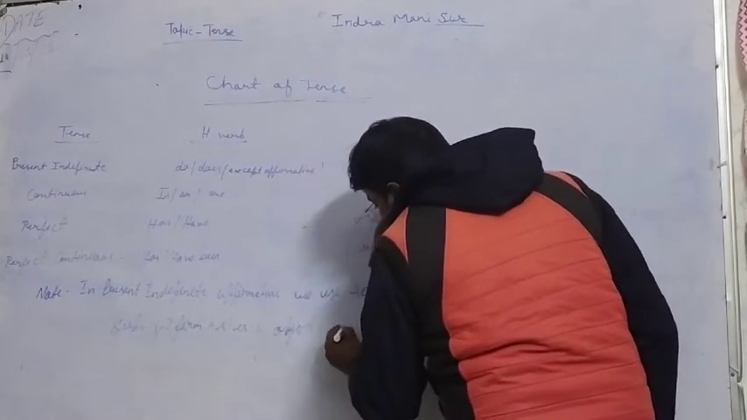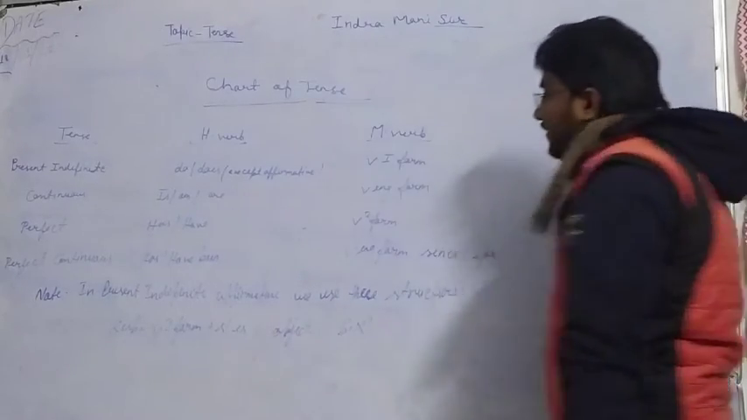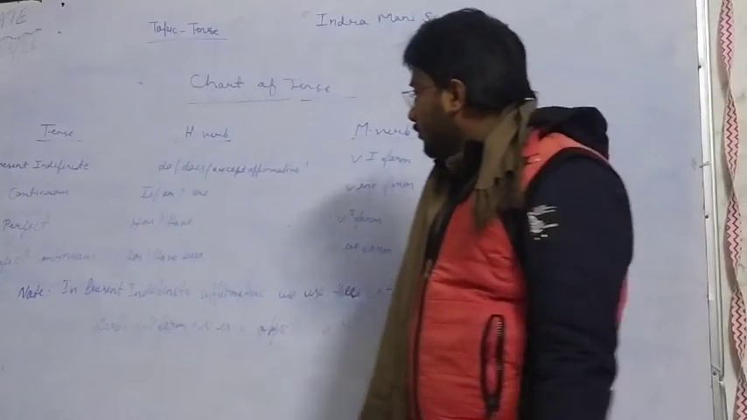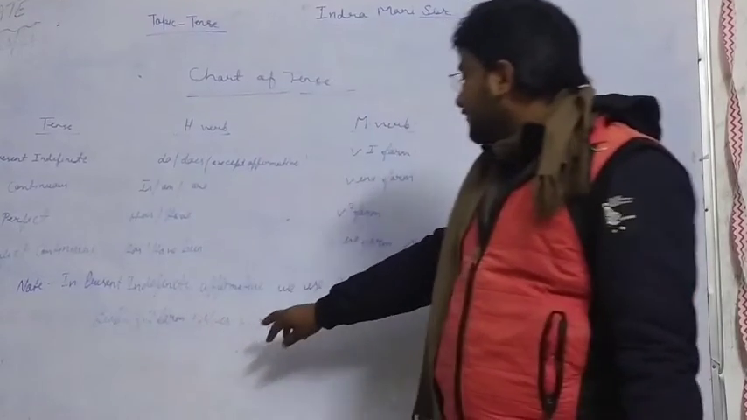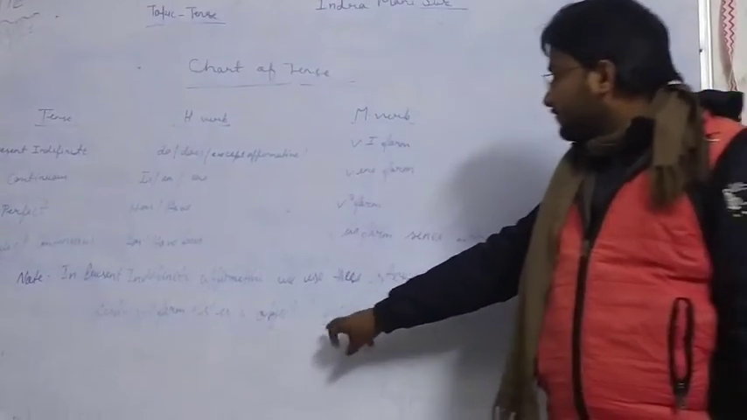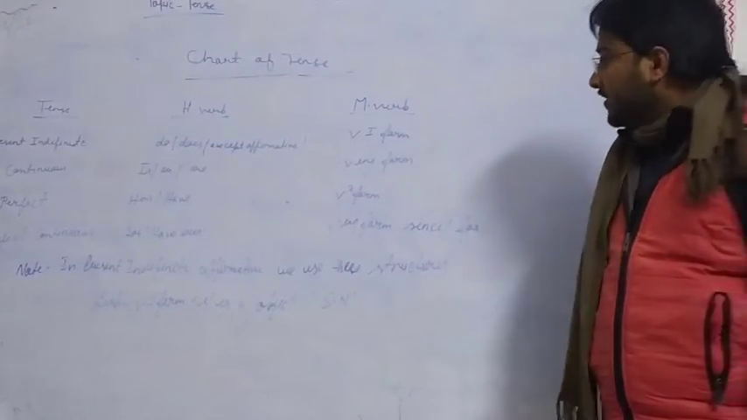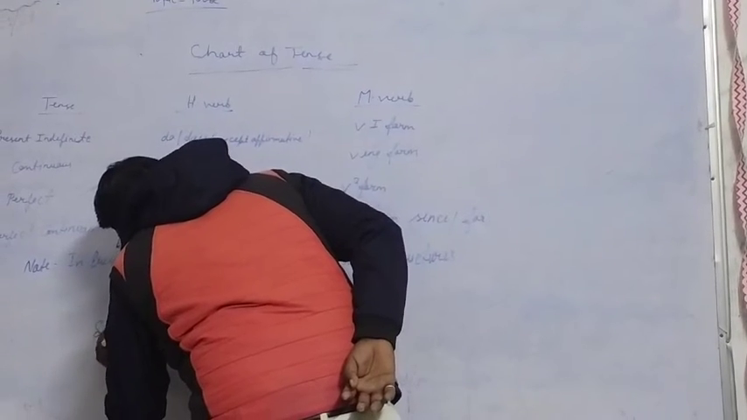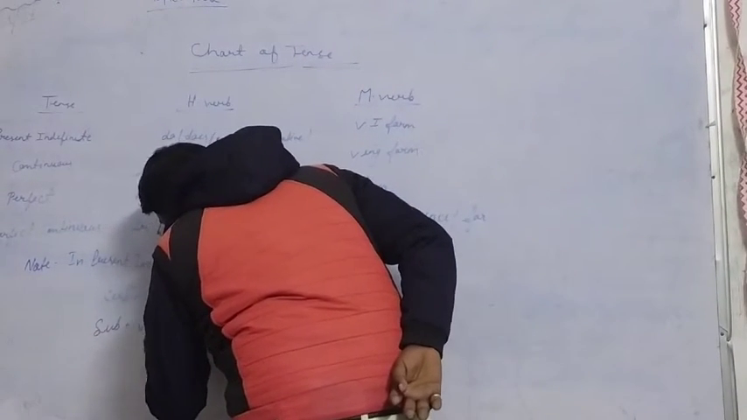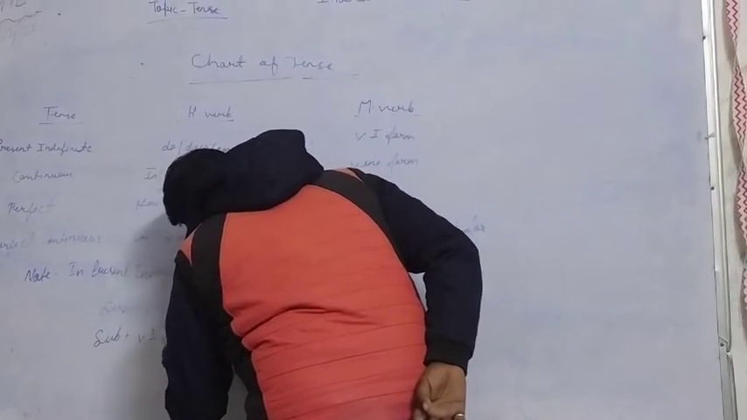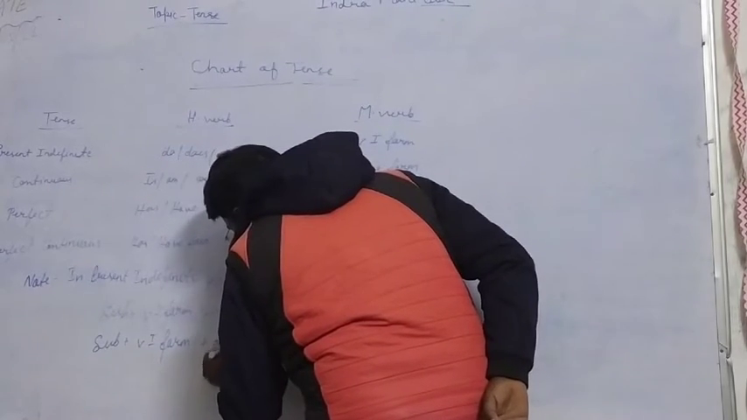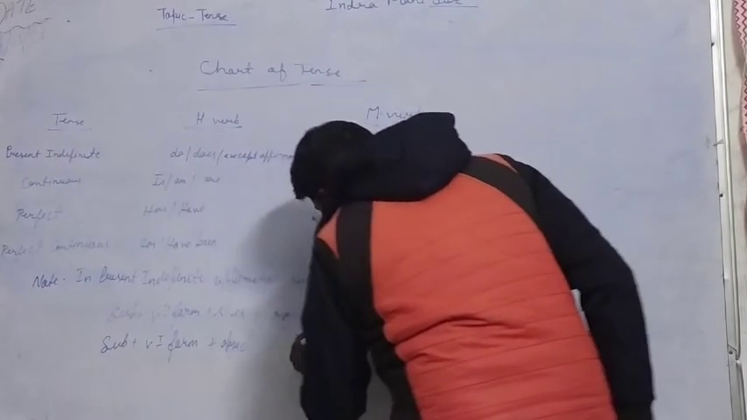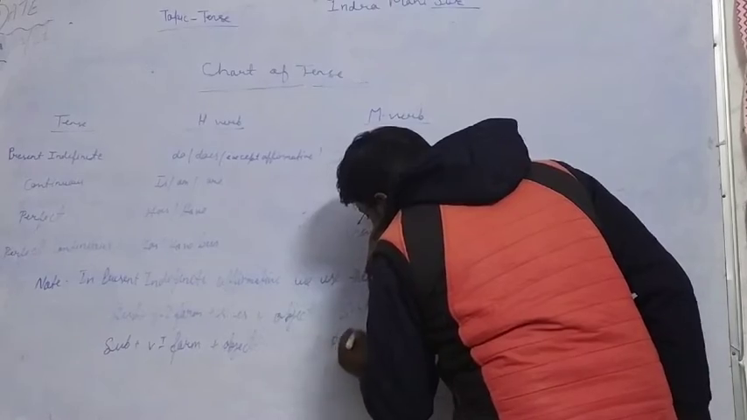Subject to be singular number. If subject is singular number, then we use subject, verb in first form, s or es, plus object. And if subjects are plural number, then we write subject, verb in first form, and object. Subjects to be plural number.